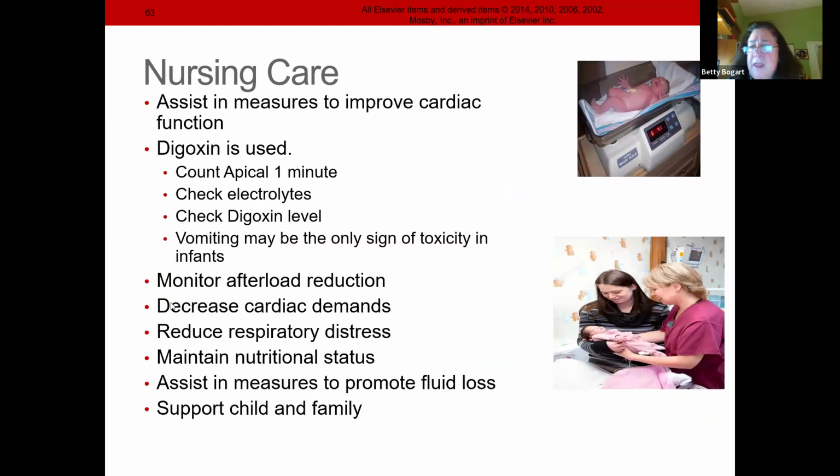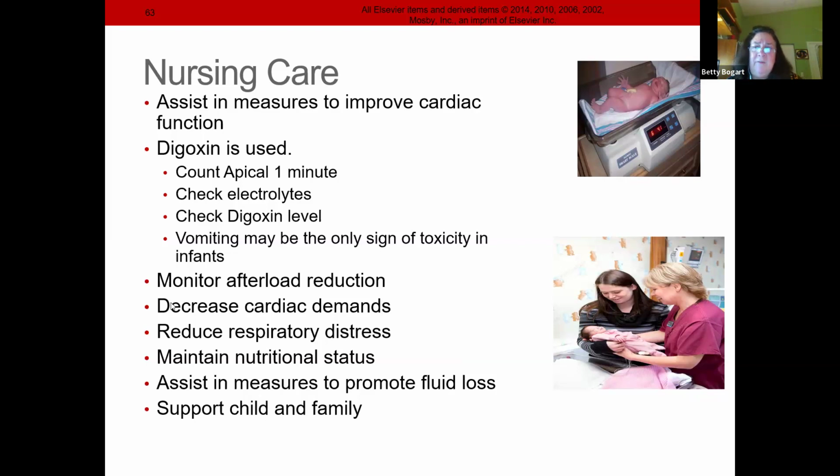Now, when you give digoxin, remember, same things that happen for adults, right? It's an apical pulse, 1 full minute. You're going to check the potassium. You're not going to give it on a low potassium. So you're going to check this with another nurse. This is a high level med that you're giving here. Also, what was the last digoxin level?